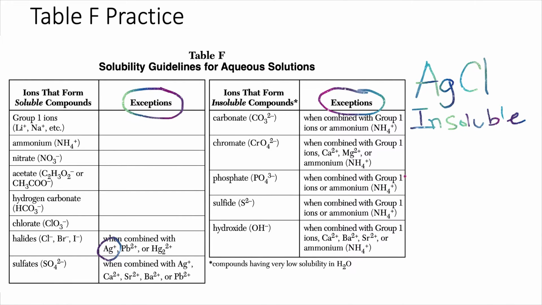Okay? Another example is, we're going to use calcium carbonate. So we look at the ending half of it, which is carbonate, and we look it up and we see that it's right here. It says it's insoluble except when combined with group 1 ions. And calcium is actually a group 2 ion. So therefore that makes this also insoluble.